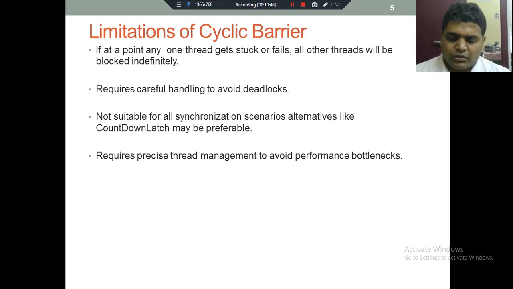So that was cyclic barrier: an introduction, starting with the definition. We saw the insights, the advantages, the limitations, and the use cases.